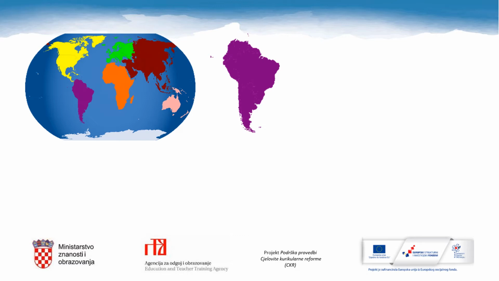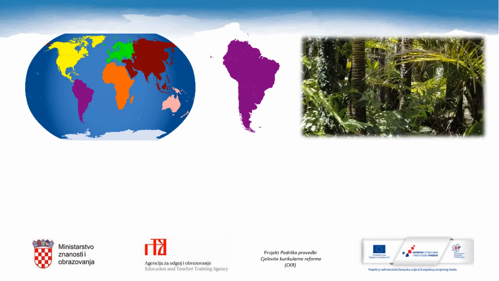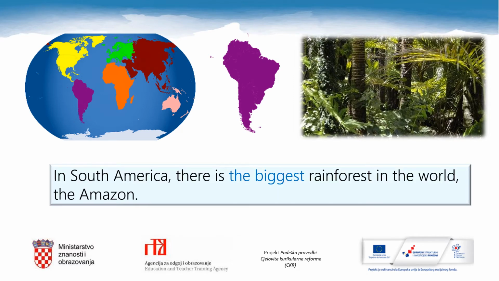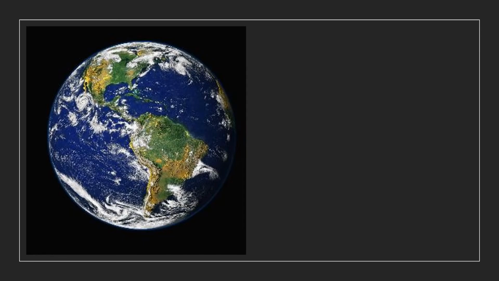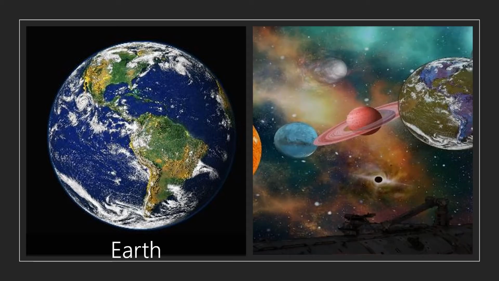And do you remember what can we find in South America? Maybe this picture can help you? It's Amazon, the biggest rainforest in the world. And all the rainforests, rivers, lakes, oceans, and continents are found on our beautiful planet Earth. And Earth is just one of 8 planets in our solar system. So let's learn some more.